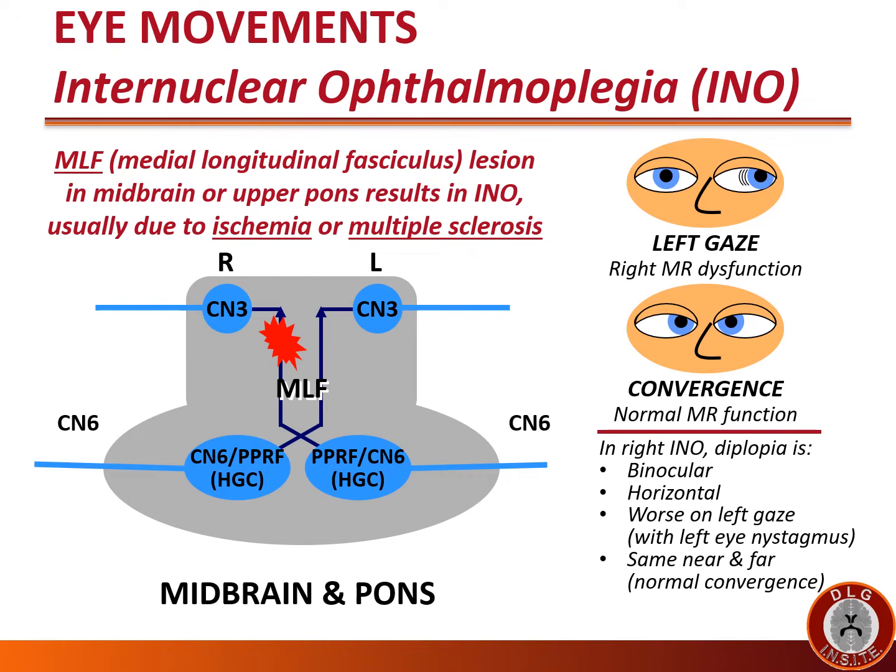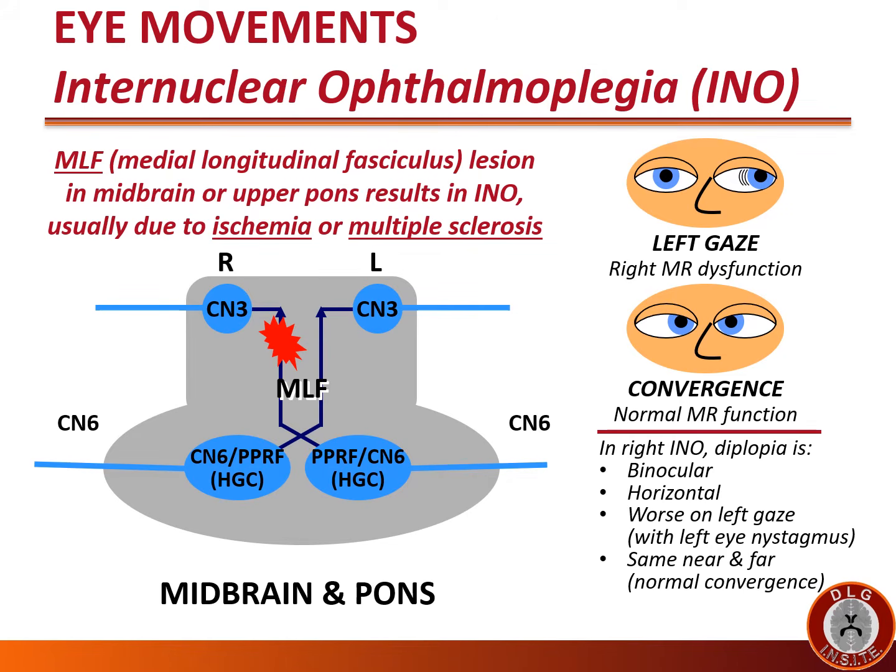Because it is in the middle, and the arteries coming off the basilar artery, tiny little paired perforators, come in the middle. They are prone to infarctions due to especially small vessel disease. And because they are myelinated, they are prone to demyelinating diseases such as MS. So by far the most common causes of INOs are either ischemic stroke or MS.